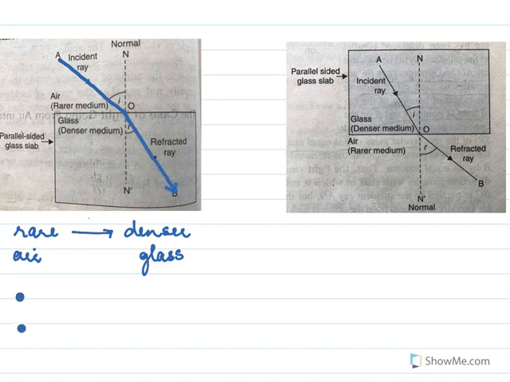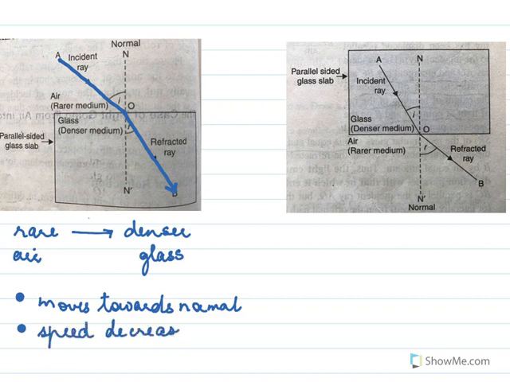So there are two things that happen. Moves towards normal, and however we know that the speed decreases. The speed of light decreases. It would have otherwise gone straight down here, but it then moves towards the normal.